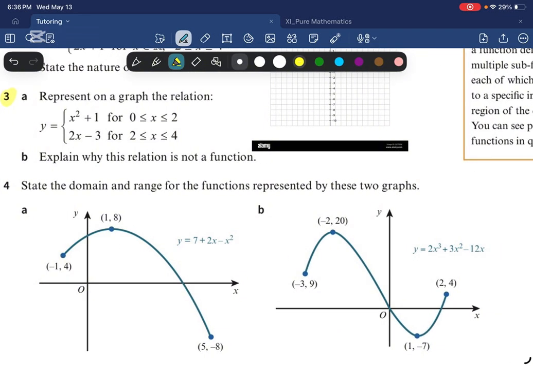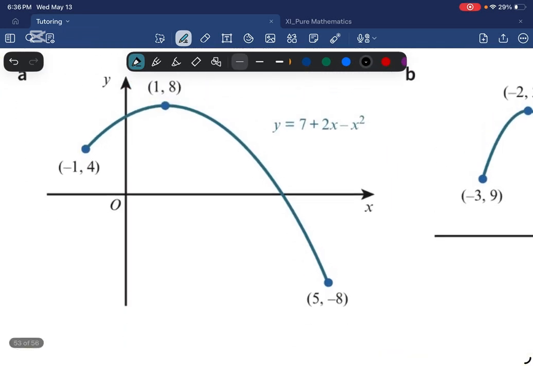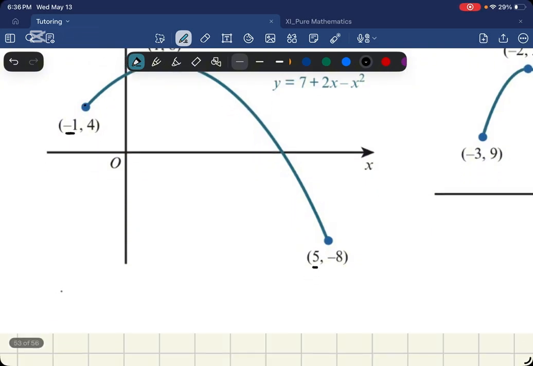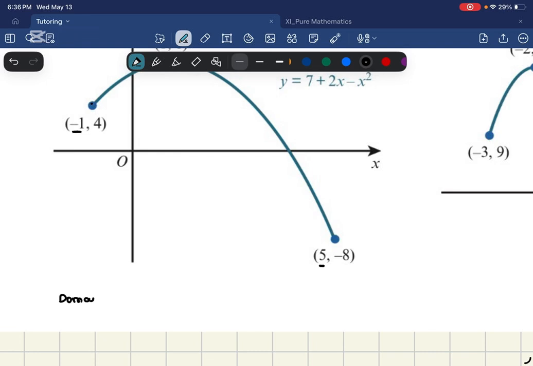State the domain and range for the function represented by the two graphs. All right. So for the domain, you just want to check what values of x you can put into the function. So you can put in starting from negative 1 up until 5, right? So your domain is x is an element of [-1, 5]. And if I put a square bracket, that means that the elements at the edge are included. So negative 1 is included and 5 is included.